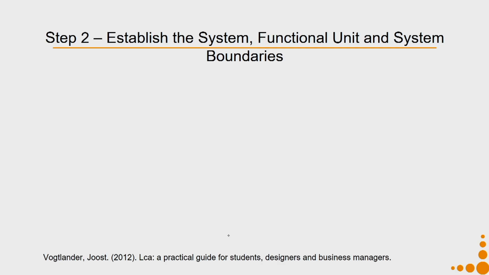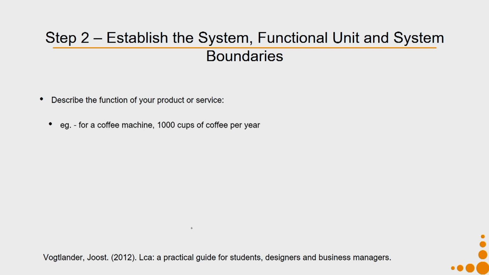So, once I have established what I want to do, that I want to compare these two, my next task is to establish the system, functional unit and system boundaries. What we do in this case is first we describe the function of our product or service. So, for example, a coffee machine which makes 1000 cups of coffee per year can be our definition of the function. Like we discussed already, it can be a functional unit or it can be a declared unit.